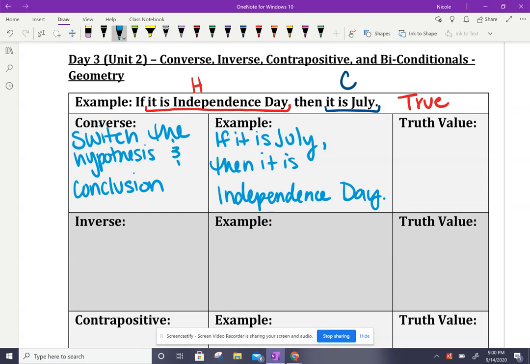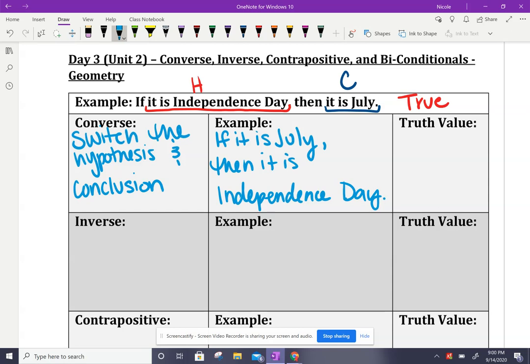So now let's think about the truth value for this. If it is July, then it is Independence Day. If you are in the month of July, do you have to be on July 4th, which is Independence Day? Or if I said it's July, could I also be talking about July 7th, July 10th, July 21st? There are several days within July.